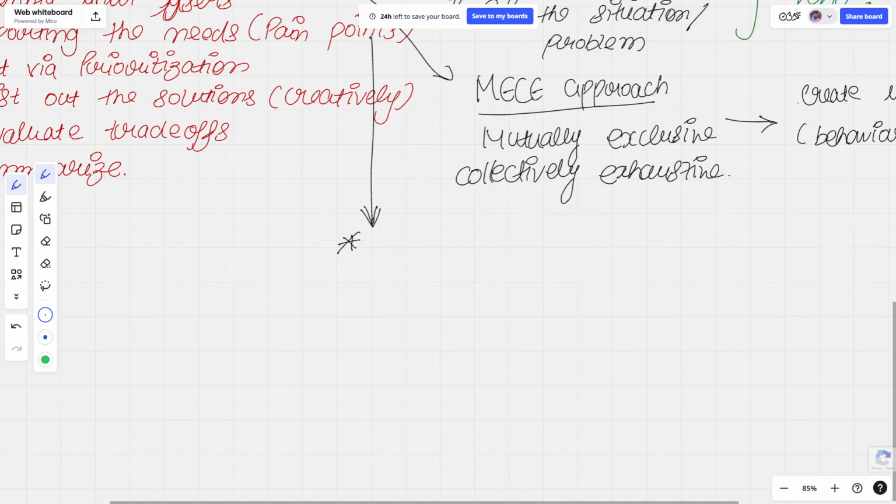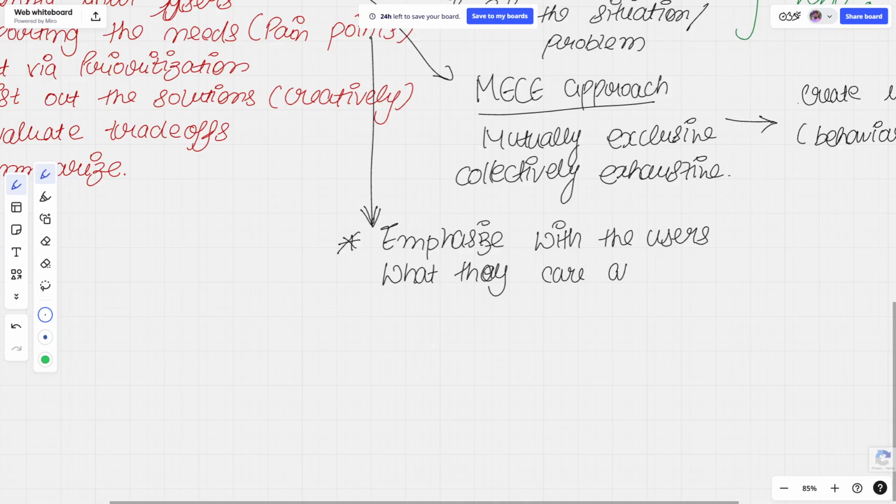What we basically have to do while checking the pain points of the user is empathize with the user. You should know what they care about, and why they care about it. Cool.